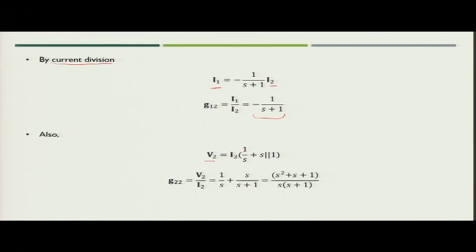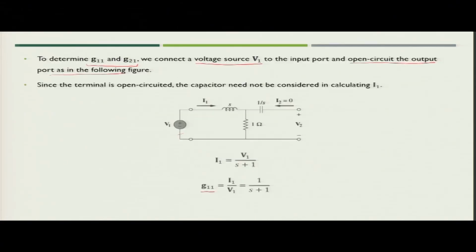So, what we will write? I2 into 1 by S plus S in parallel with 1. So, what you get now? The final G parameter, which is G22, that is V2 upon I2, will be nothing but equal to 1 by S plus S upon S plus 1. So, if you simplify, you will get G22 as S square plus S plus 1 divided by S into S plus 1.